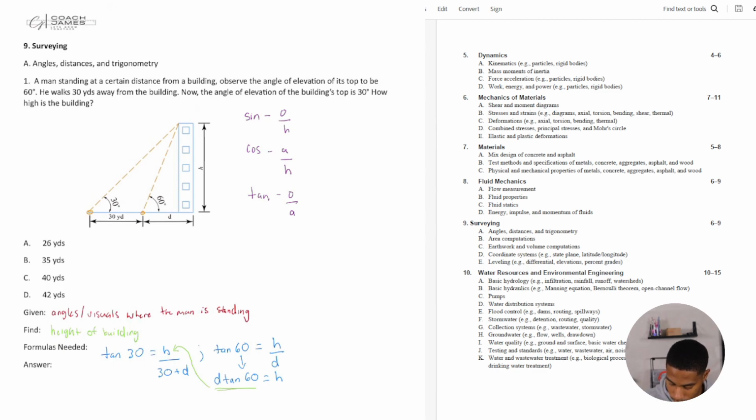So what does that look like? Well, it looks like the tan of 30 is equal to d tan 60 all over 30 plus d. Hopefully you can see that I substituted that h in blue. All right, so now what do we do from there?